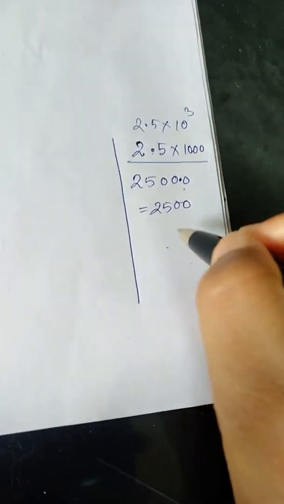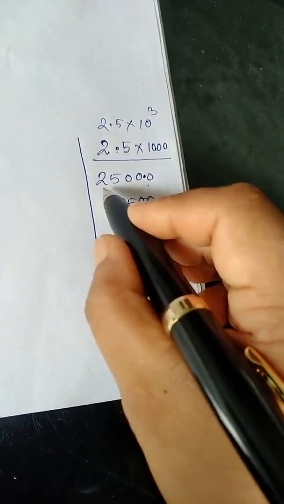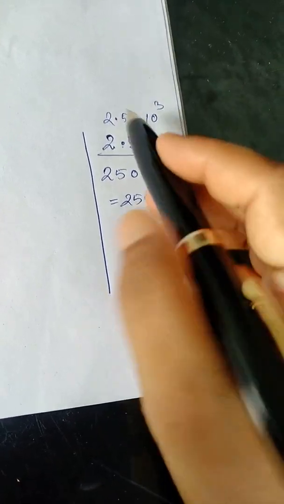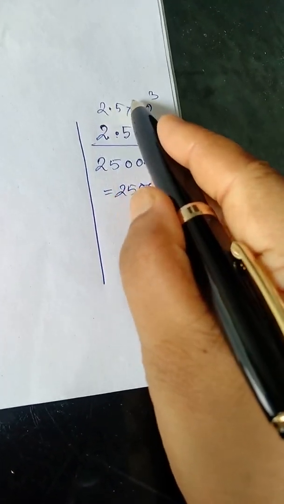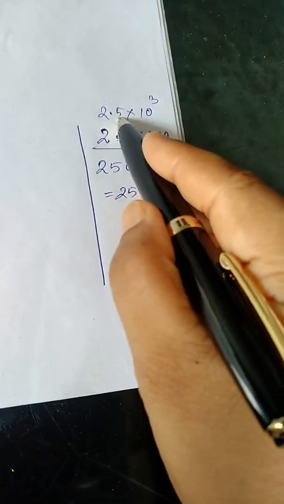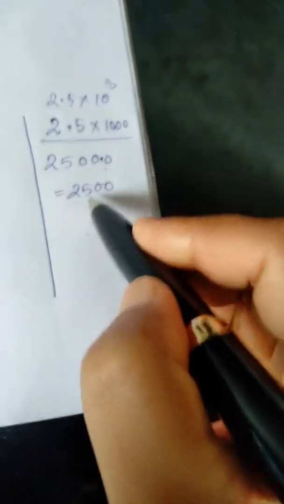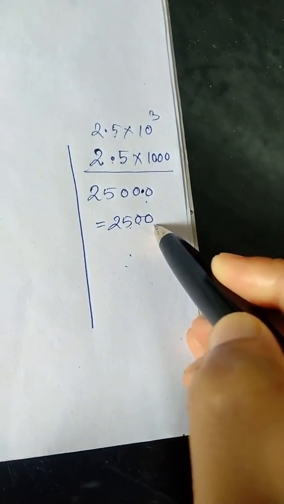So in that form, 3 zeros means the point will move 3 digits to the right side. The 3 digits include the 5 also. So after 5, 1 and 2 more zeros, that means 3 digits: 1, 2, 3. So this is the way we have to convert. Now let us come to the big number.